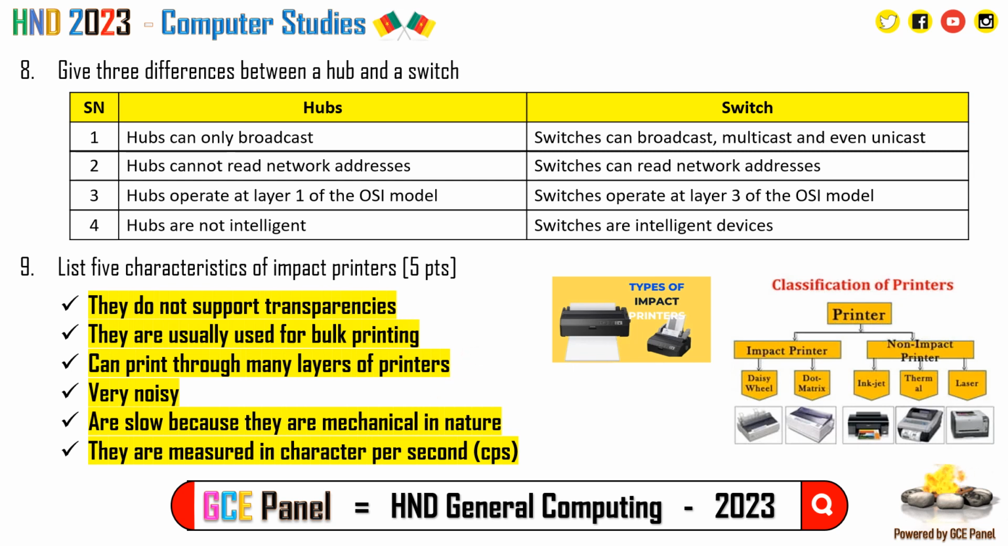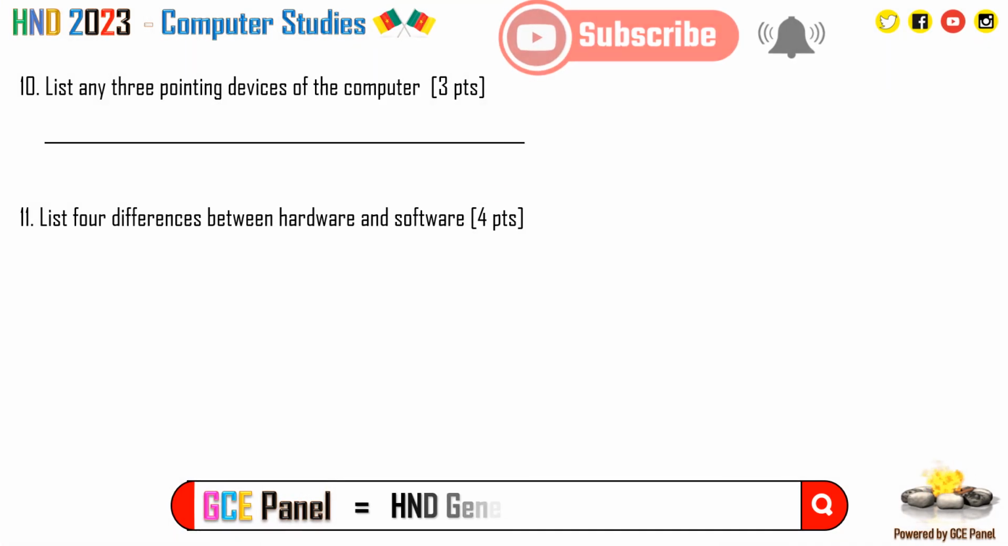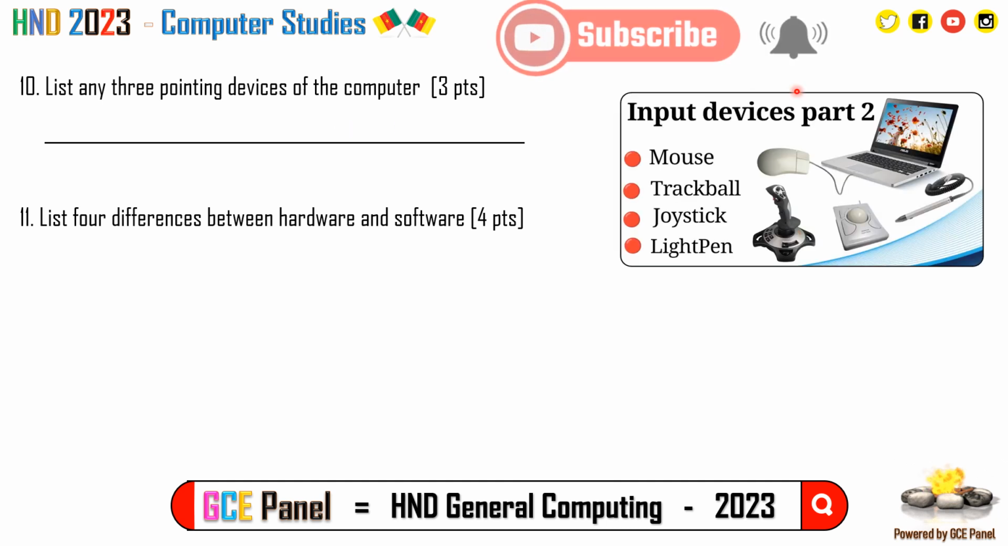Question number 10. List any 3 pointing devices of the computer. Examples of pointing devices include the mouse, trackball, joystick, and light pen.